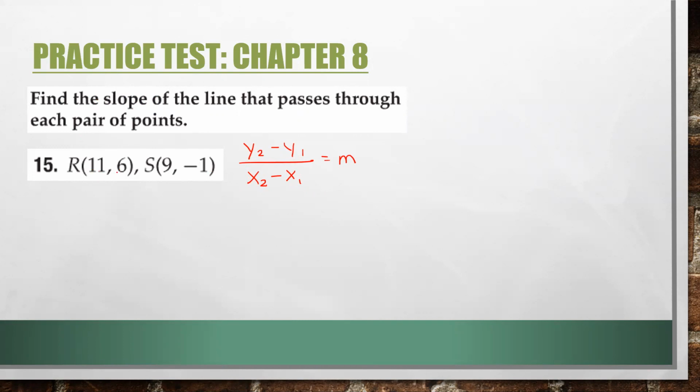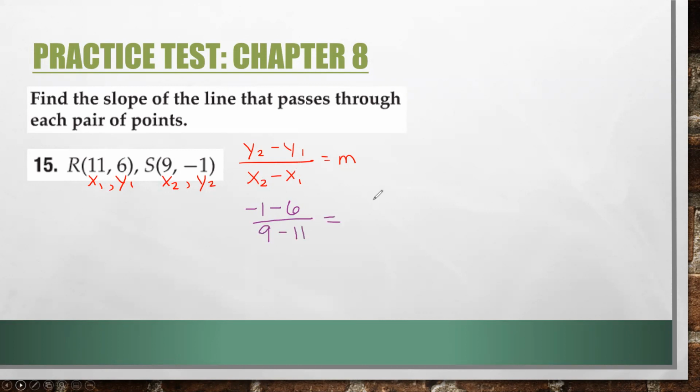So here, this is the first point that we're given. So I'm going to label this x1, y1. This is the second point I'm given. So this is the x value of the second point. This is the y value of the second point. Okay? Then I just have to plug everything in. Okay? So my y2 is going to be -1 minus y1, which is 6. And then my x2, which is 9, minus my x1, which is 11.